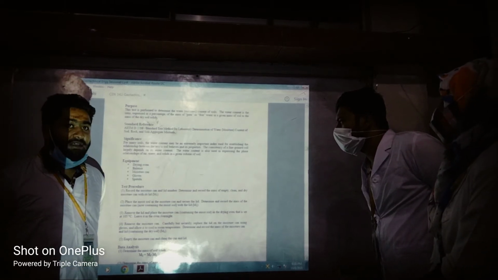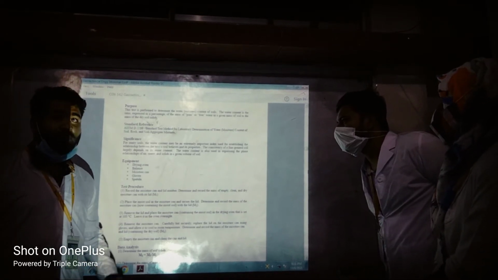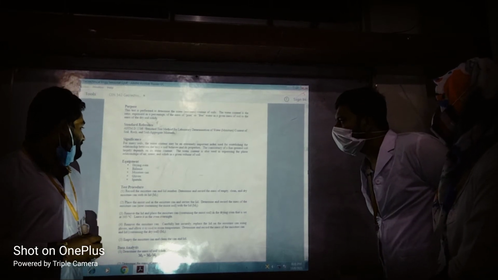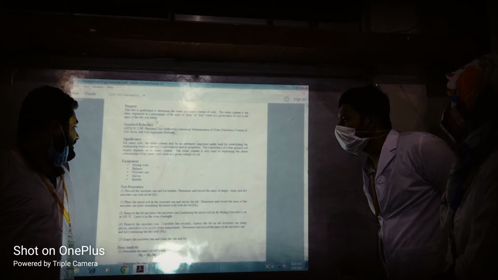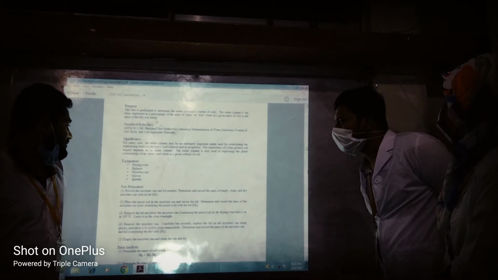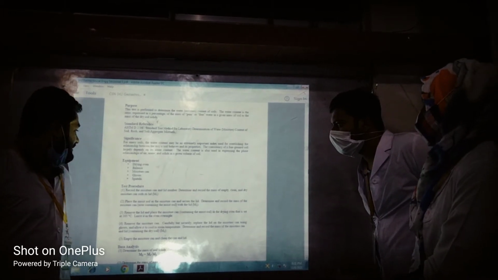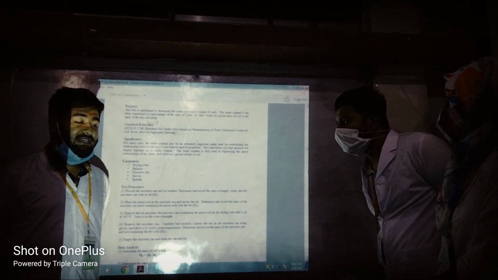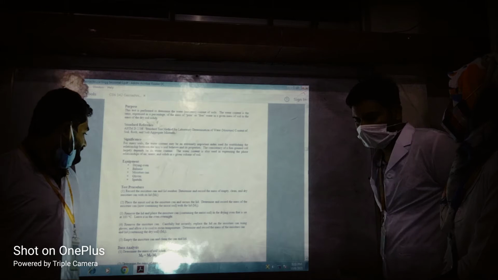Equipment. We need some equipment for moisture content determination. Firstly, we need a dry oven, balance, moisture can, gloves, spatula. Then the test procedure. Number 1.